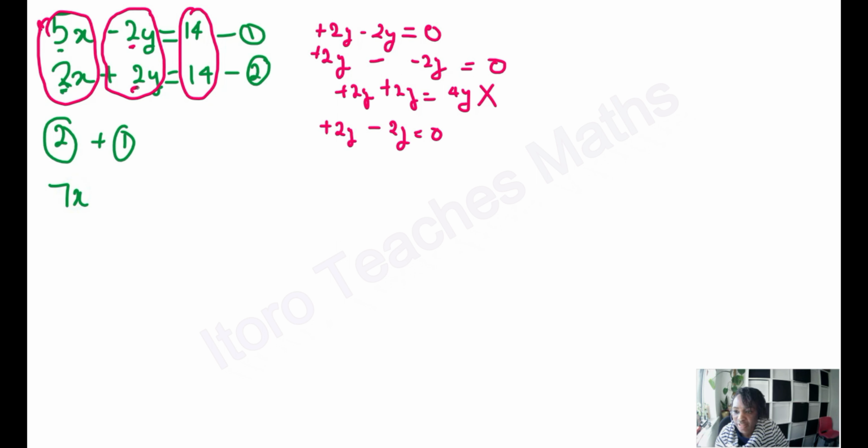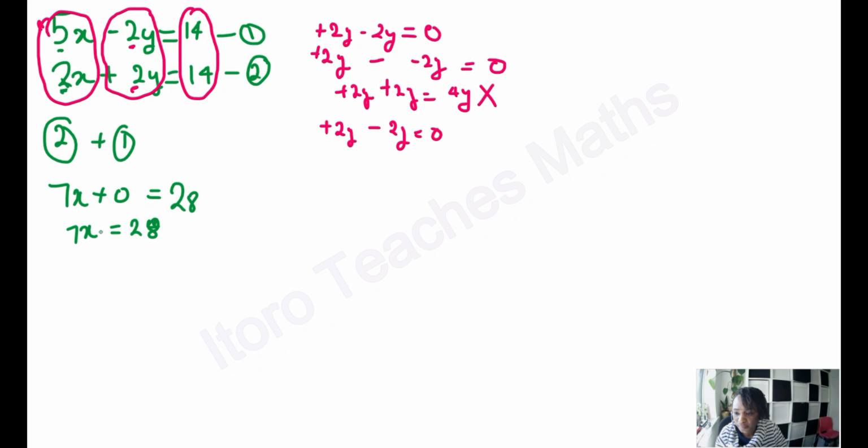Now we already have answered this here. 2y plus minus 2y is 0, so we're going to just have plus 0. It doesn't really matter if it's a minus, but we'll stick with plus. Is equal to 14 plus 14, which is 28. So we're saying 7x equals 28.